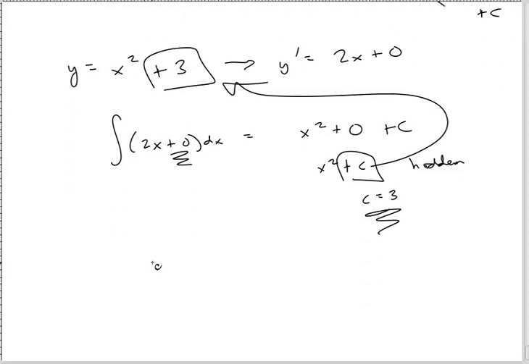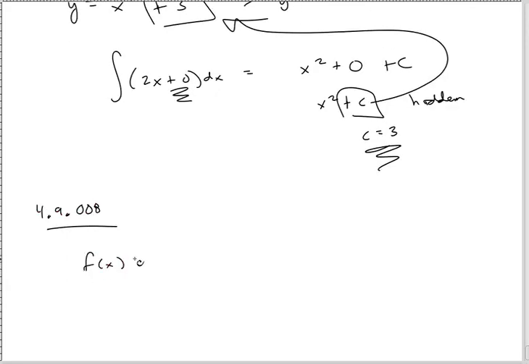I have a ton of analogies, but I don't think they're worth it for you, so let's just do it. So I have a note here, but you would never know unless you saw the original. Yeah, okay, so we just talked about that. Okay, 4.9.008. Let's do it. I've got f of x is equal to 6x to the 5th, minus 2x to the 4th, minus 9x squared, and they say find capital F of x.